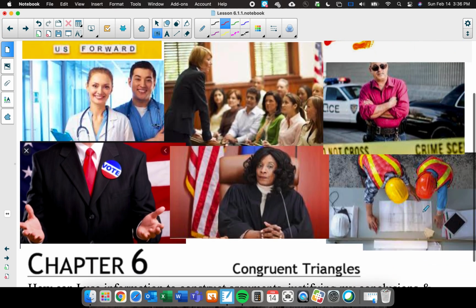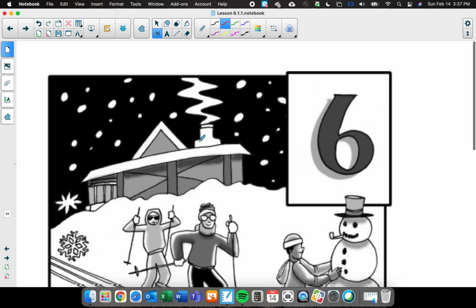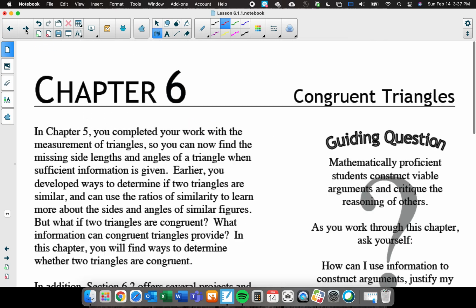Anybody that's in construction having to just problem solve is basically the idea. That's kind of what all these pictures are about. So if you take a look, Chapter 6 is about congruent triangles, but how can I use the information to construct arguments, justify those conclusions, and respond to any arguments that are presented by others? Okay? So if we take a look, Chapter 6, here it is, congruent triangles is the key idea.